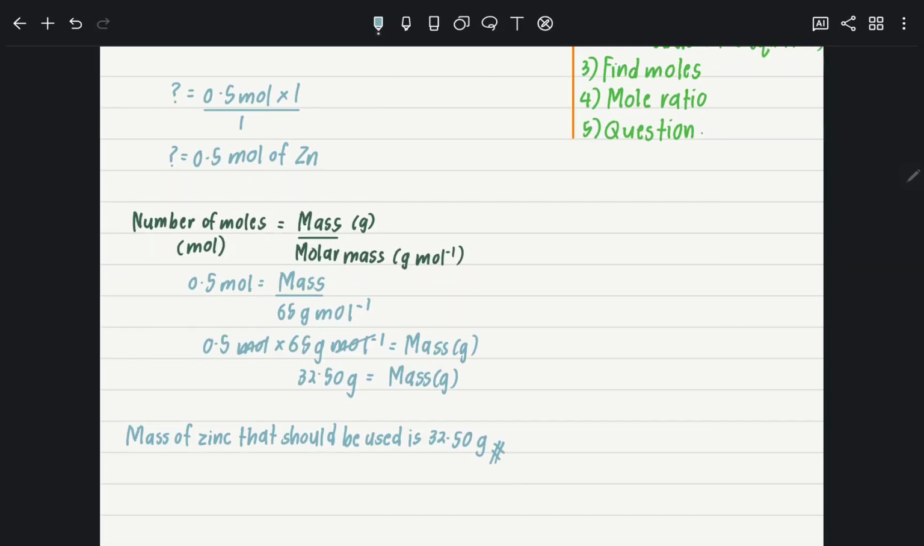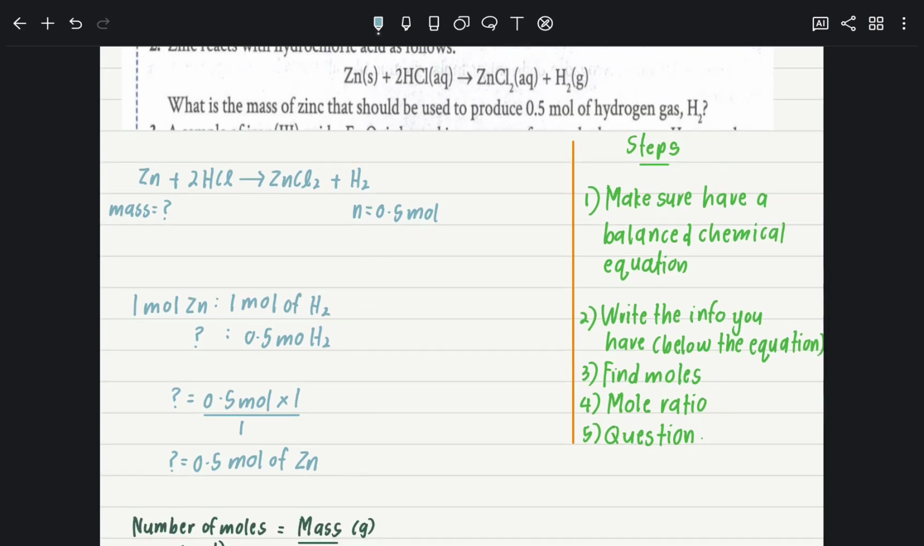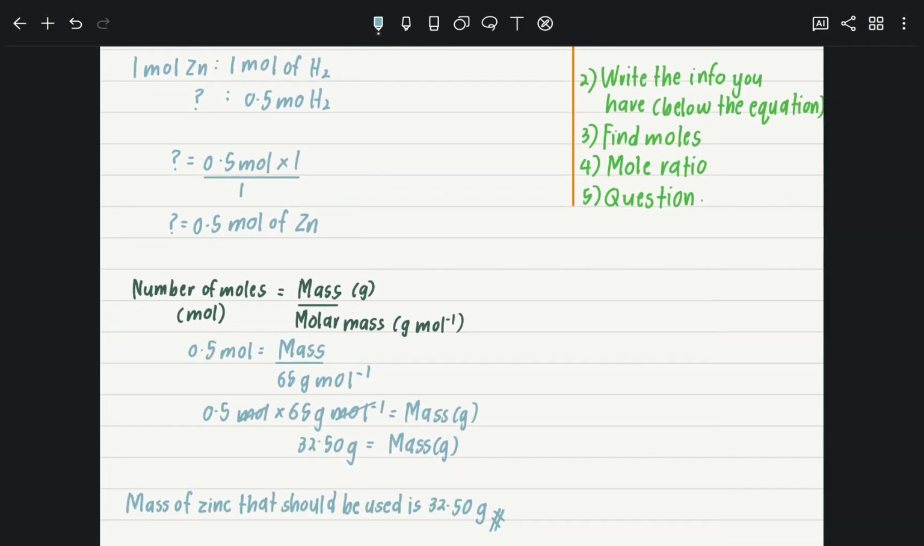So this marks the end of the video. I hope you get something from this video, especially the second question. Very easy and straightforward question. They already give you the number of moles. You don't need to find anything, just do the mole ratio and use the mass formula.